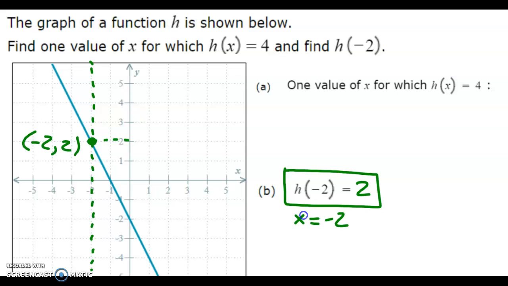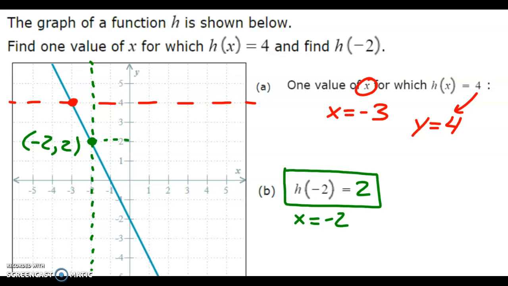Now this other question, one value of x for which h of x equals 4, that's kind of asking you the reverse question. So they're saying, for which value of x is 4 a solution? So where do we see on our graph that y is equaling 4? At the x value of negative 3. Okay, so we have another example for that to see too. We can kind of reword these questions one more time.